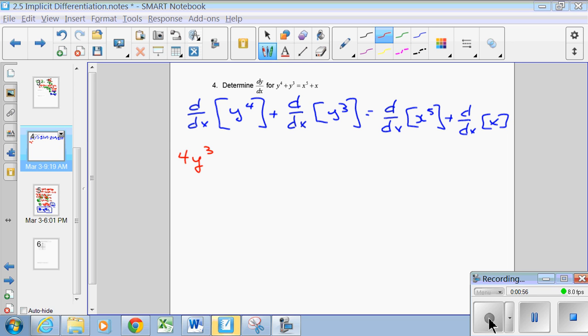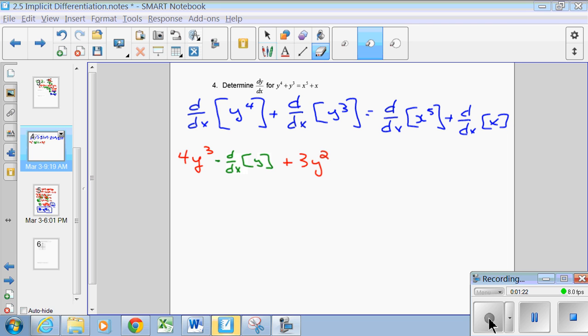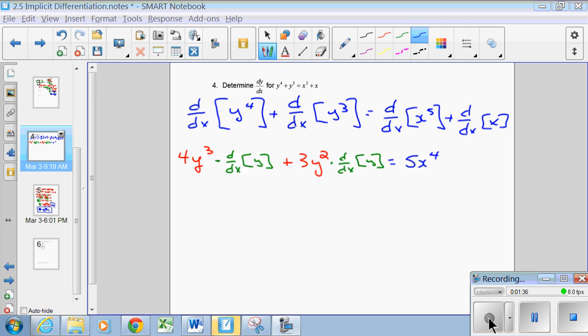And then the second step is to multiply by the derivative of our base, in this case times the derivative of y. The second function is y cubed, so that derivative is 3y squared. So that rule of decreasing by degree is always there for our function. And then we want to multiply that by, again, the chain rule. Take the derivative of y, and on the other side of the equation, the derivative of x to the fifth is 5x to the fourth.